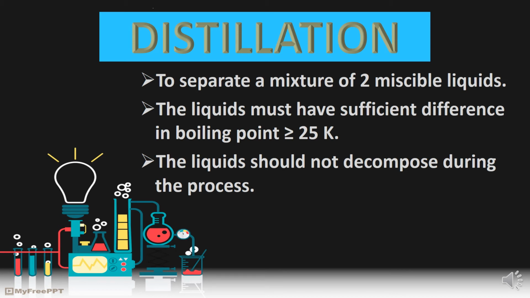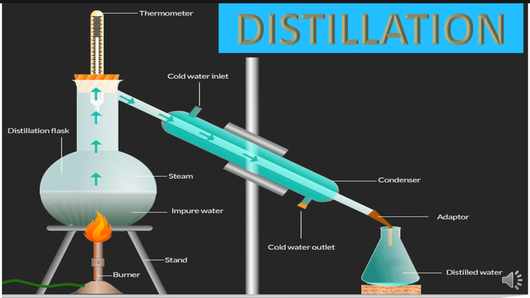So the liquids which are to be separated by this method must follow two conditions. Firstly, the difference in boiling point should be greater than 25 Kelvin, and the liquid should not decompose during the process. Meaning the mixture should not contain any liquid that decomposes at that boiling point temperature. So this is how the process is carried out.